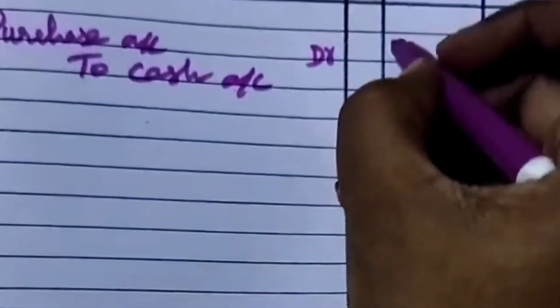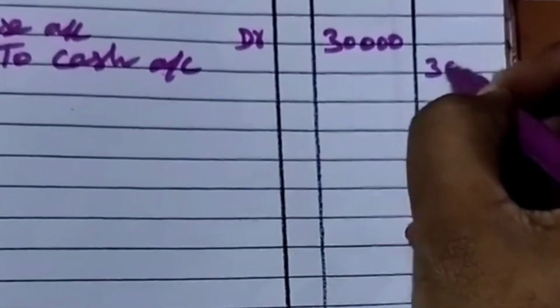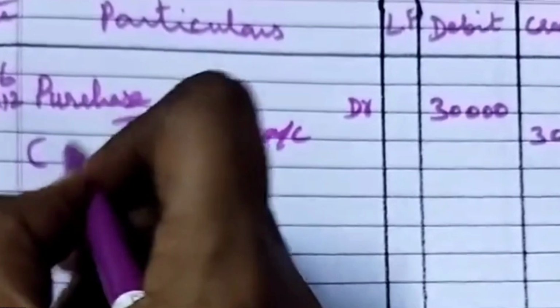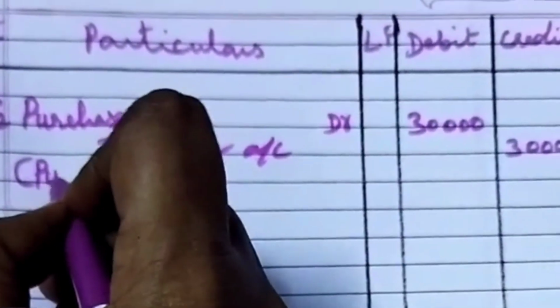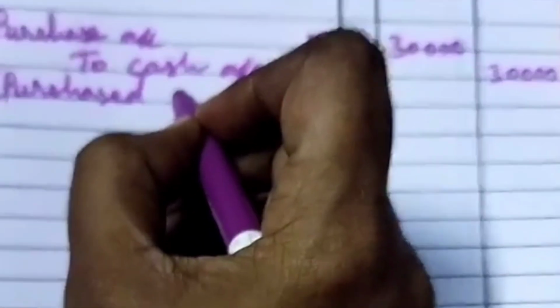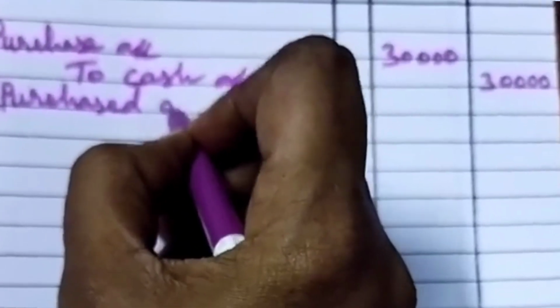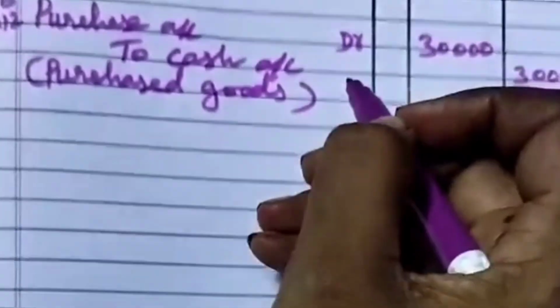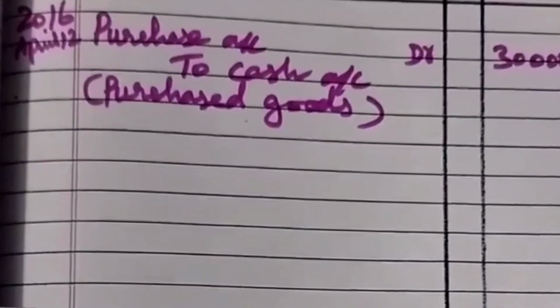Okay, what is the amount? 30,000. So debit also 30,000, credit also 30,000. Narration: purchased goods, because no name is there. So purchased goods, that's enough. This is a cash transaction. So without mentioning any names and all, we can complete. Okay, now we can go to the next transaction.